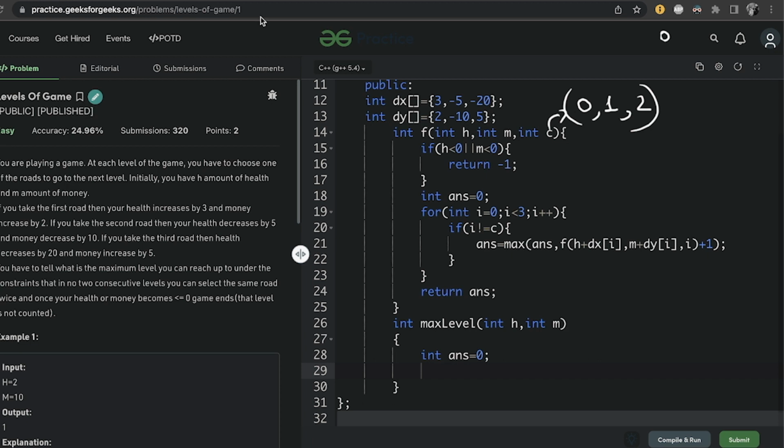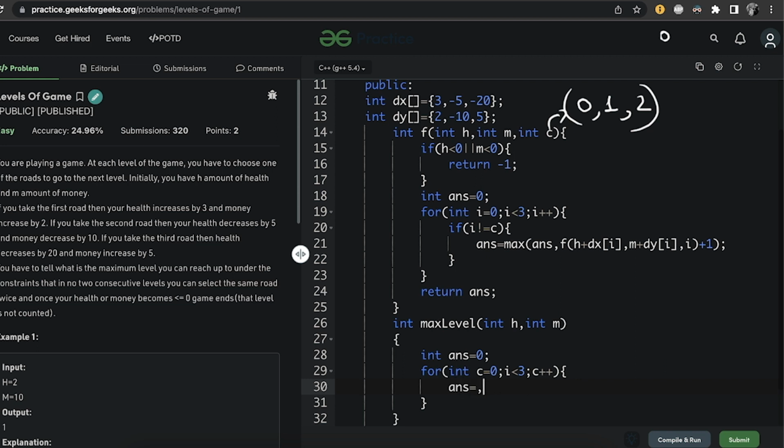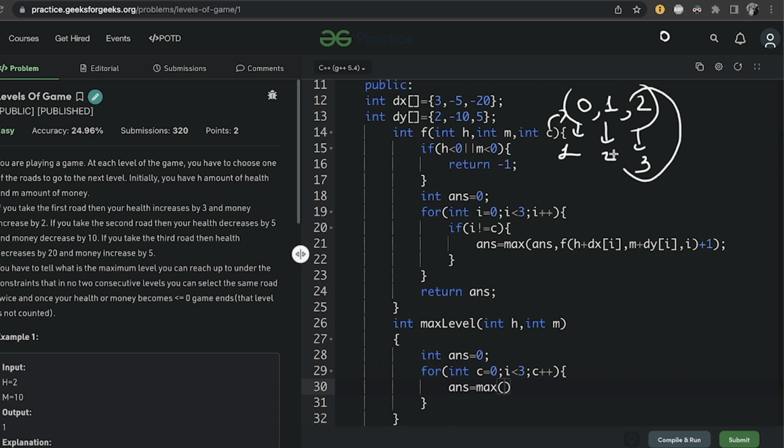So we would start the game using this one only. So what we would do is for int c equals 0, c less than 3, c plus plus. Then answer equals maximum of, starting with the path. Suppose we started off the game with path 0 and it returned us a level of 1, it returned a level of 2, it returns a level of 3. So we are not at all bothered which path we are starting off. We can start off with any path. The maximum value matters to us.